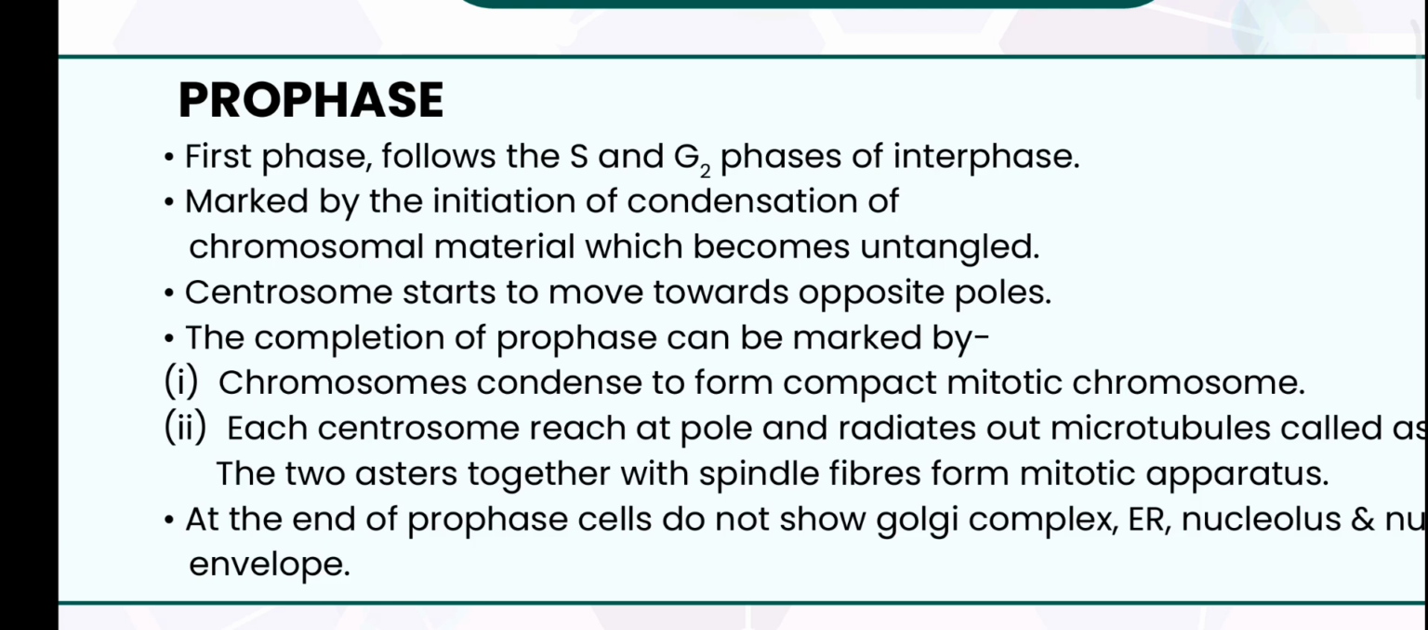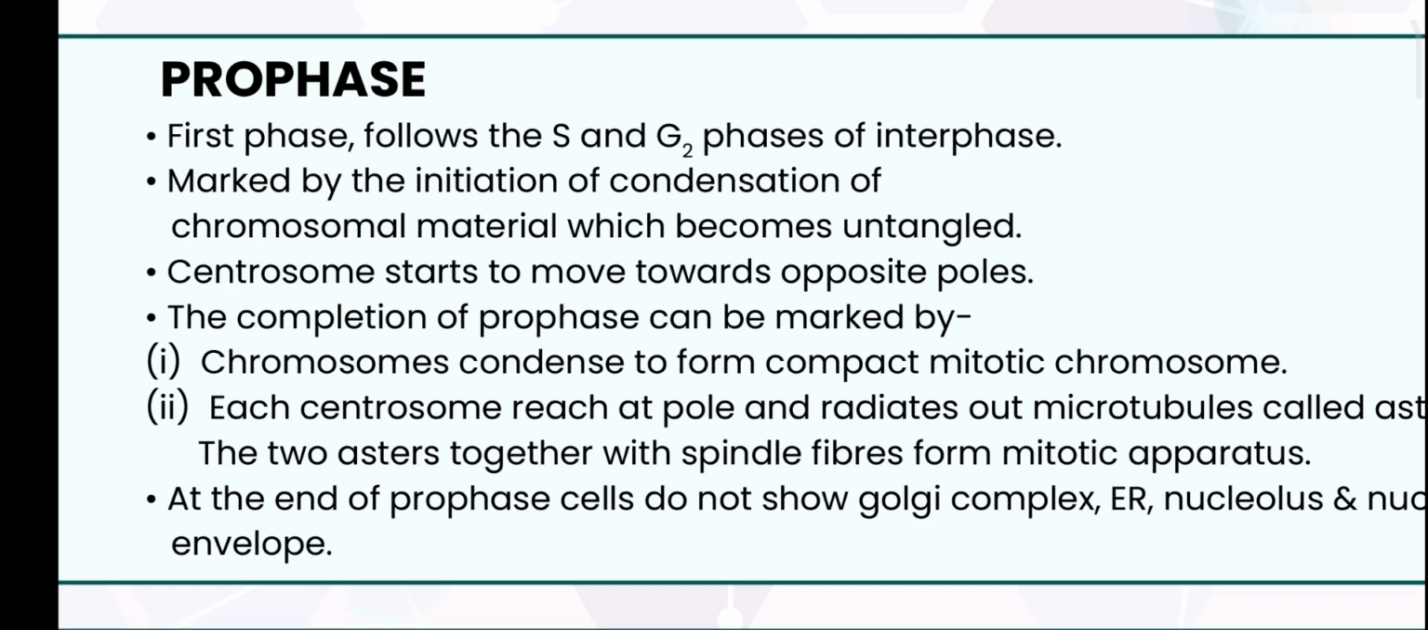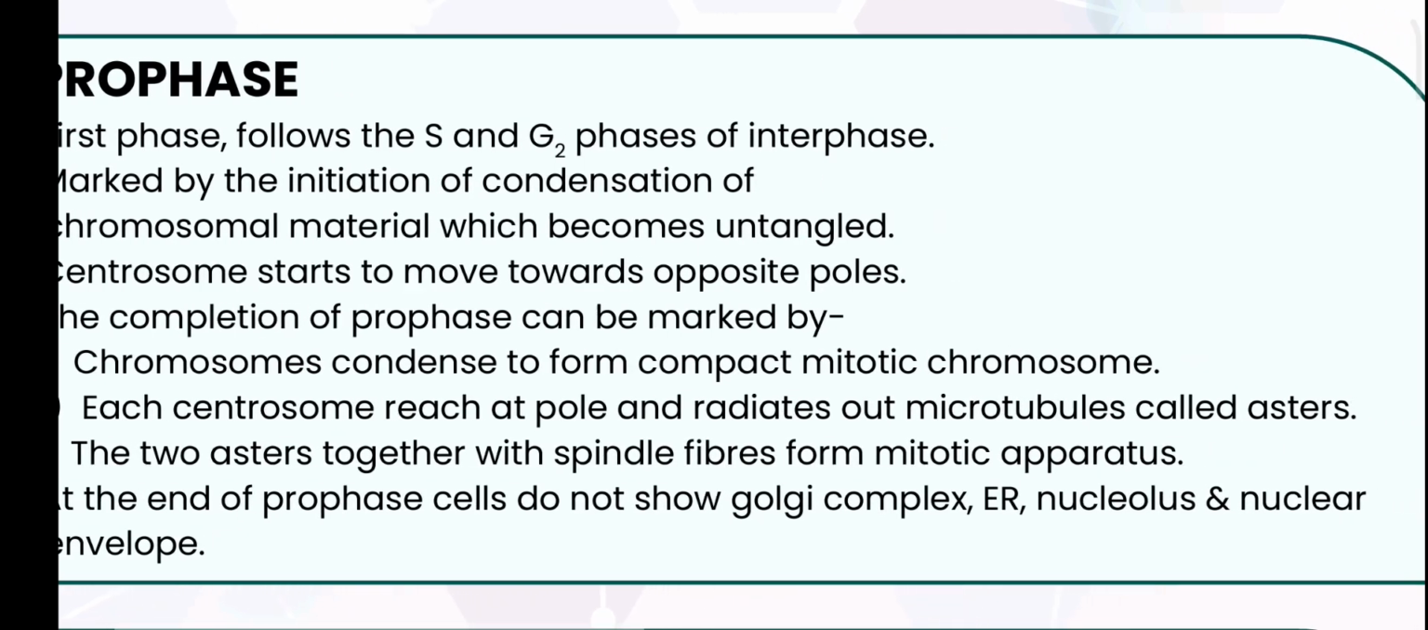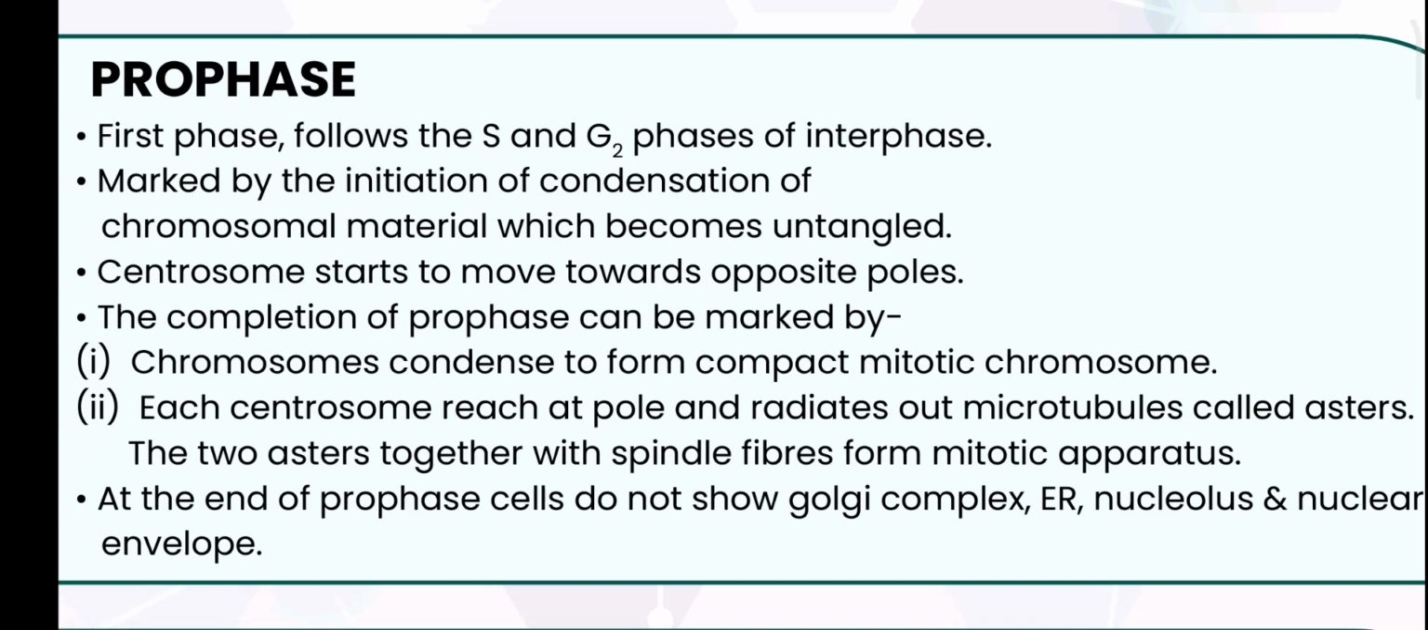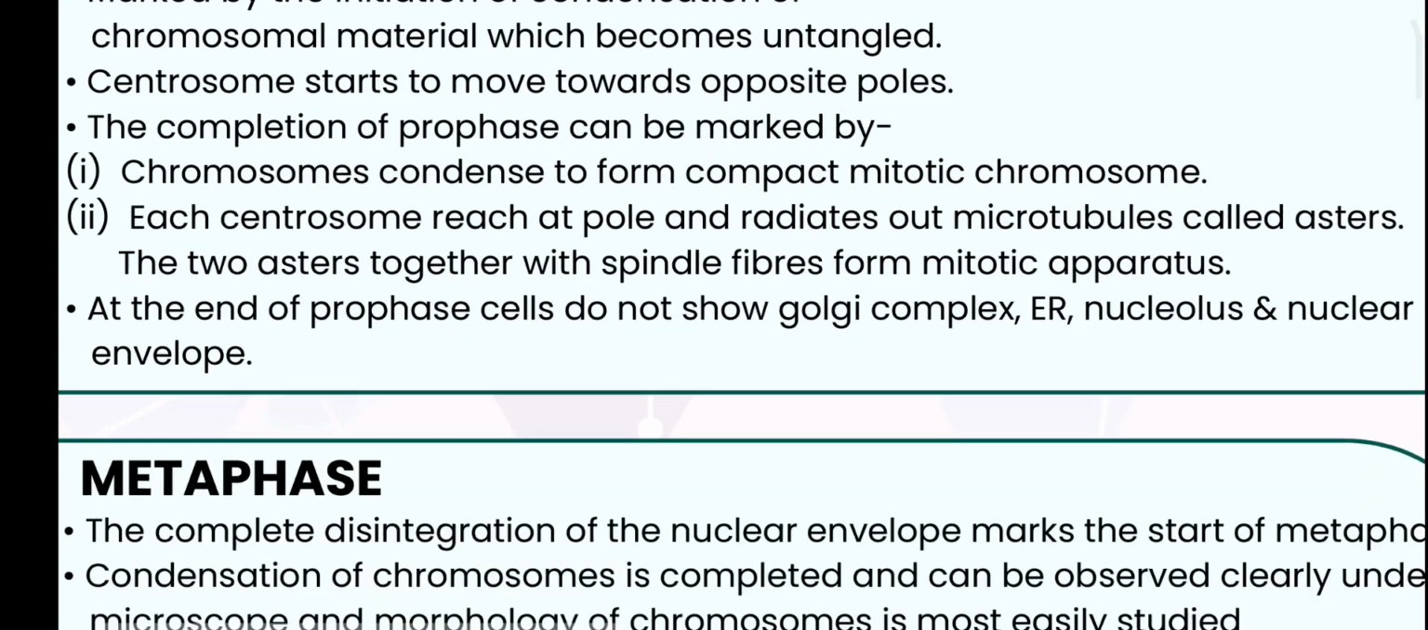The completion of prophase is marked by chromosomes condensing to form compact mitotic chromosomes. Each centrosome reaches a pole and radiates out microtubules called asters. The two asters together with spindle fibers form the mitotic apparatus. At the end, prophase cells do not show Golgi apparatus, ER, nucleolus and nuclear envelope.